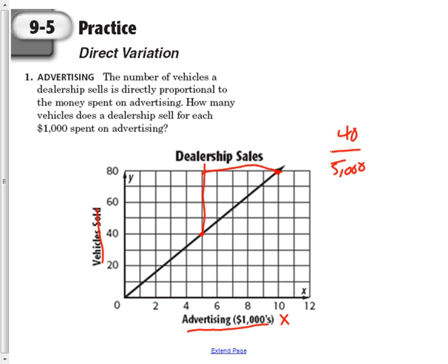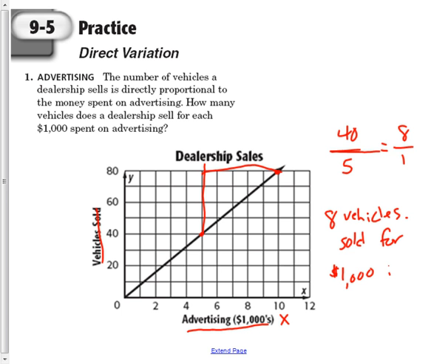Or just simply 5. We can think of that as being 5, and we want to just simplify it down to 1. We can do that because these are both divisible by 5 here, so 40 divided by 5 is 8 to 1. So for every $1,000 spent on advertising, the dealership sells 8 cars. So we can say 8 vehicles sold for $1,000 in ads.